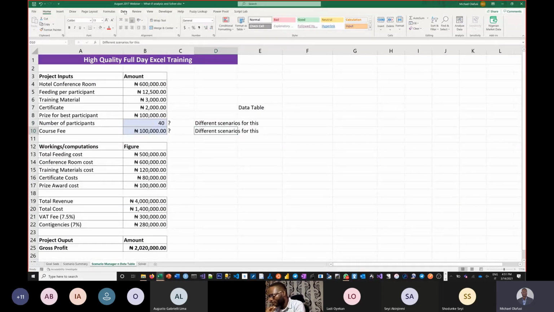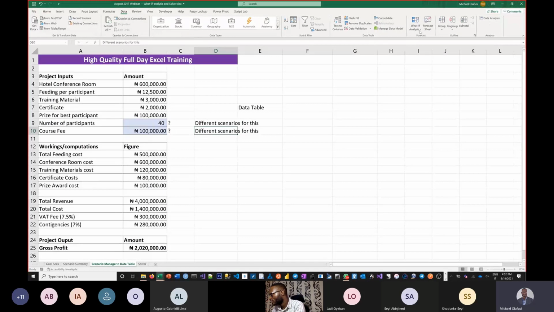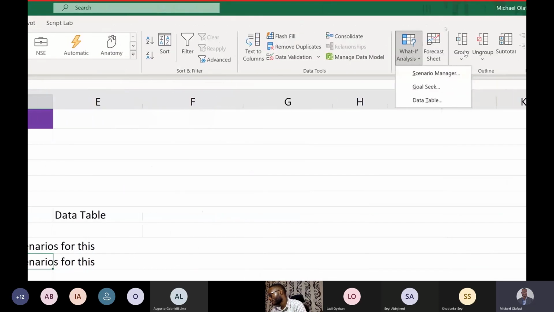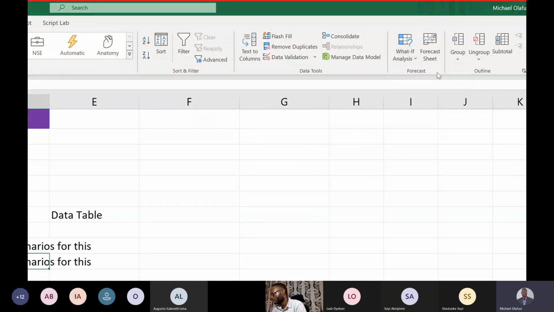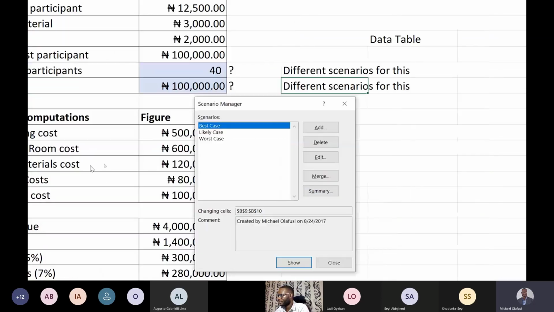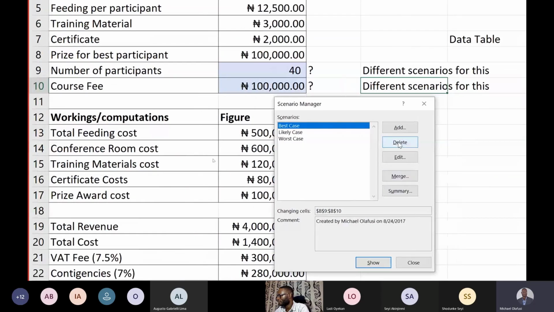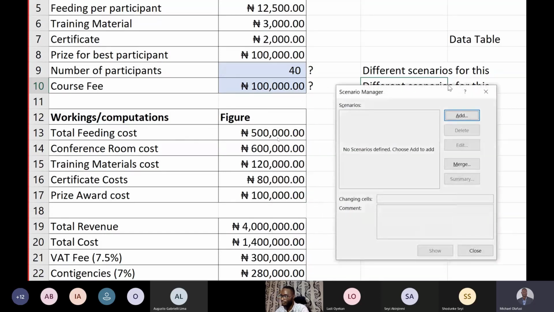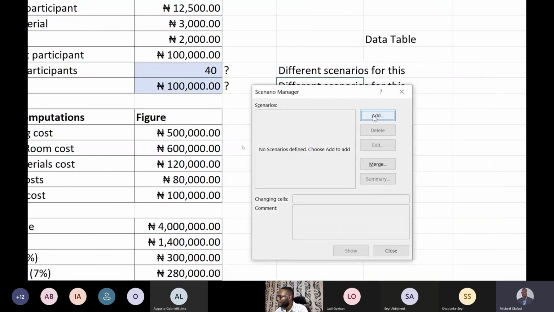I go to the Data menu and I go to Scenario, What-If Analysis. Let me zoom my screen. So I go to the Data menu, boom. I go to that same What-If Analysis where we saw Goal Seek, but this time around Scenario Manager. So I'm in Scenario Manager, right? I'm going to delete all what I've done because I want to start from scratch. When you go to Scenario Manager, this is what happens. Blank. You start adding the scenarios. You can add up to 255 scenarios, right?